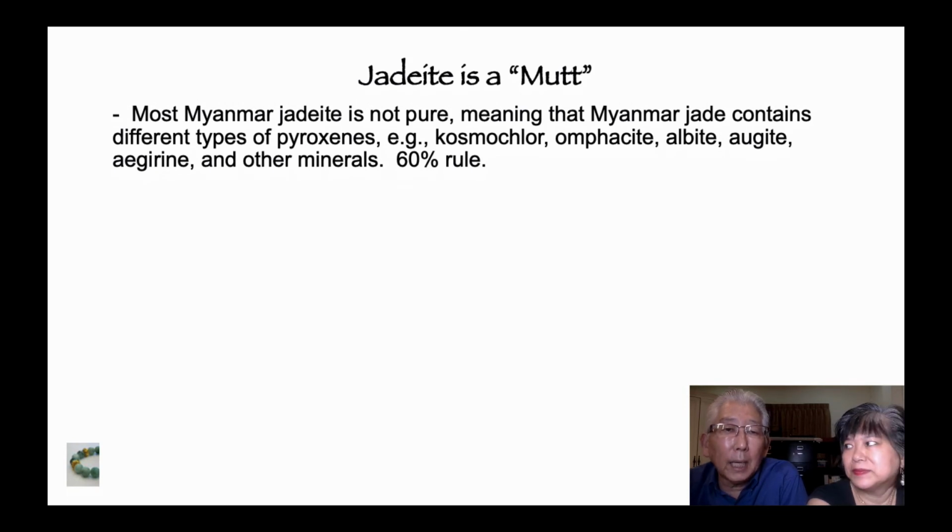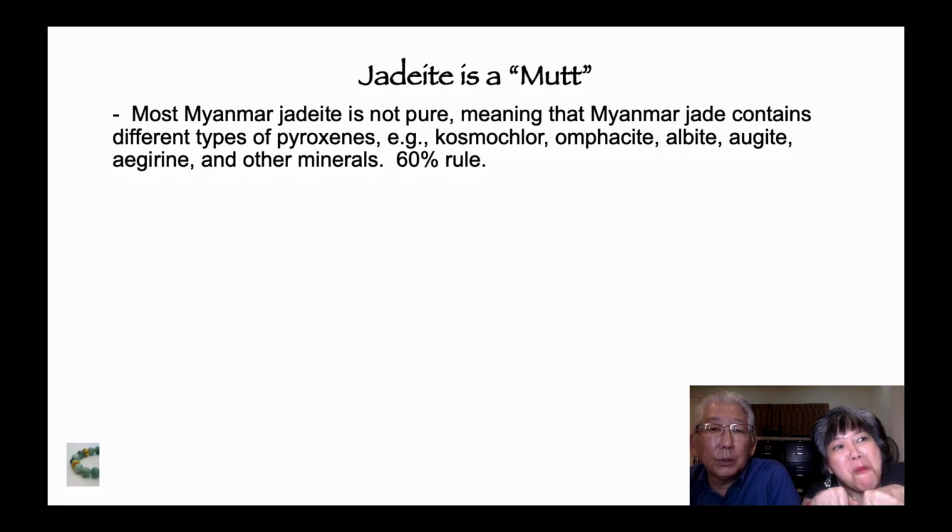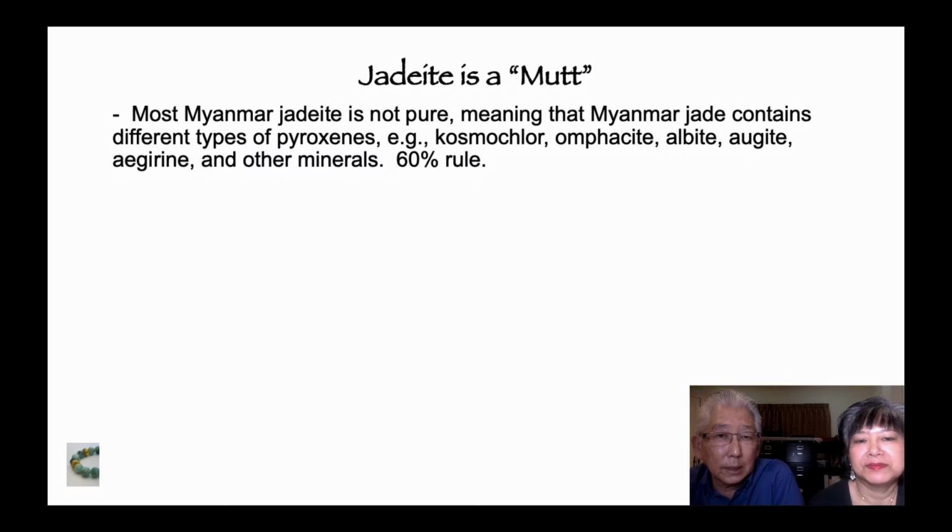This is my term. I call jadeite a mutt. I coined it. Most Myanmar jadeite is not pure, meaning that Myanmar jade contains different types of pyroxene: cosmochlor, omphacite. Cosmochlor is that dark green. Omphacite tends to be more black. Also albite, augite, azurine, and other minerals.